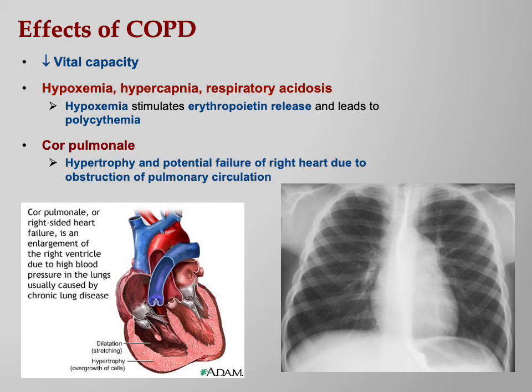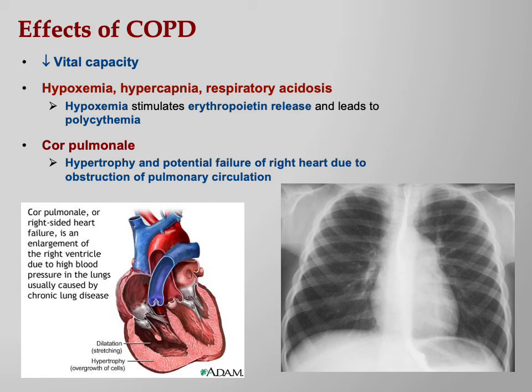Cor pulmonale, which is hypertrophy and potential failure of the right side of the heart due to obstruction of pulmonary circulation. So think about it. It's the right side of your heart that's moving blood to your lungs, right, to get oxygenated.